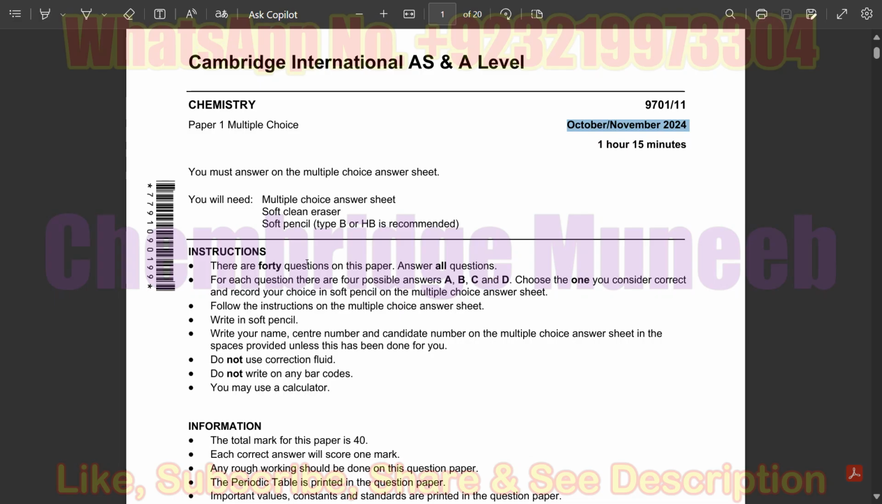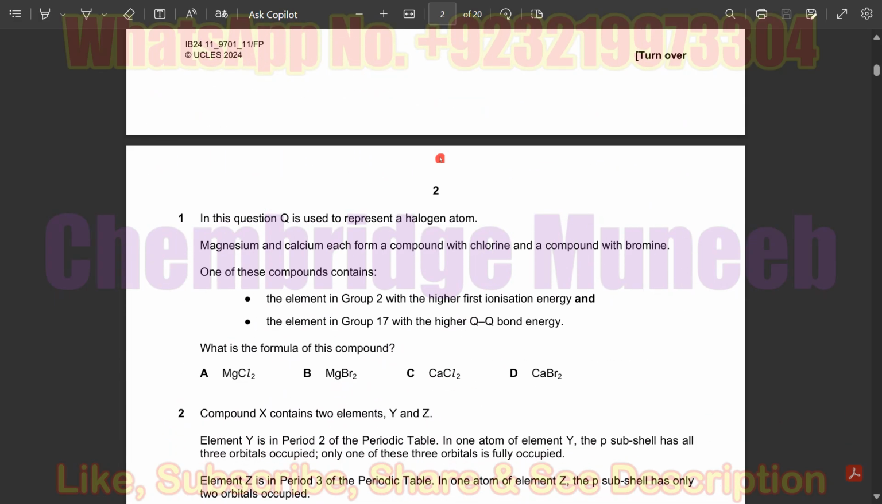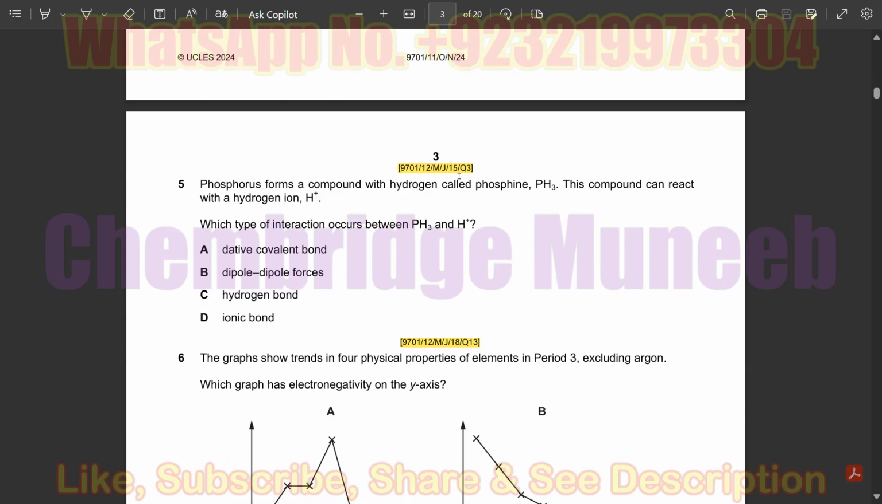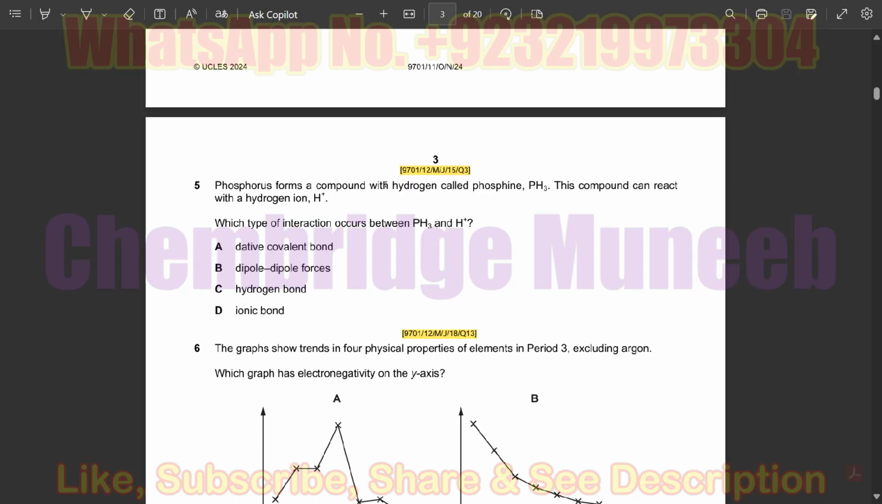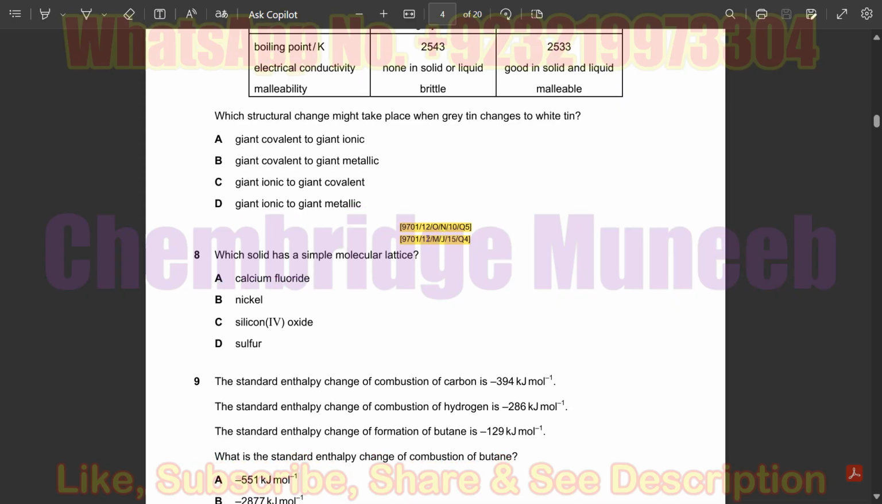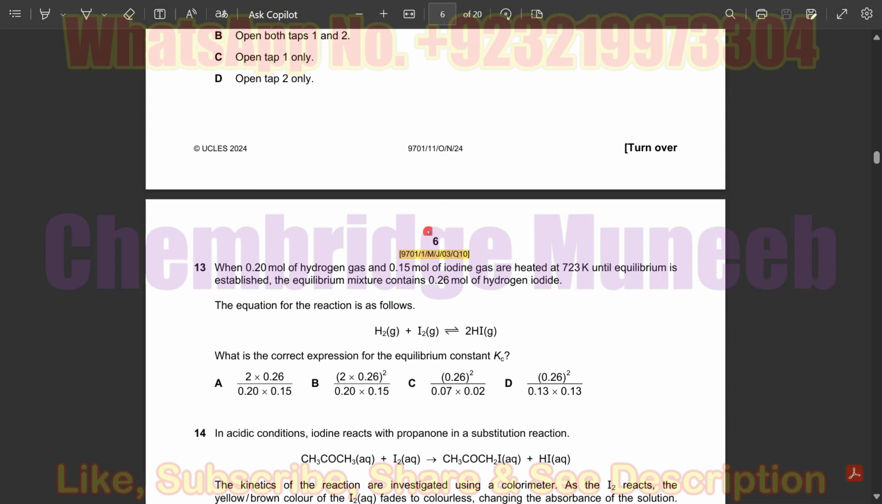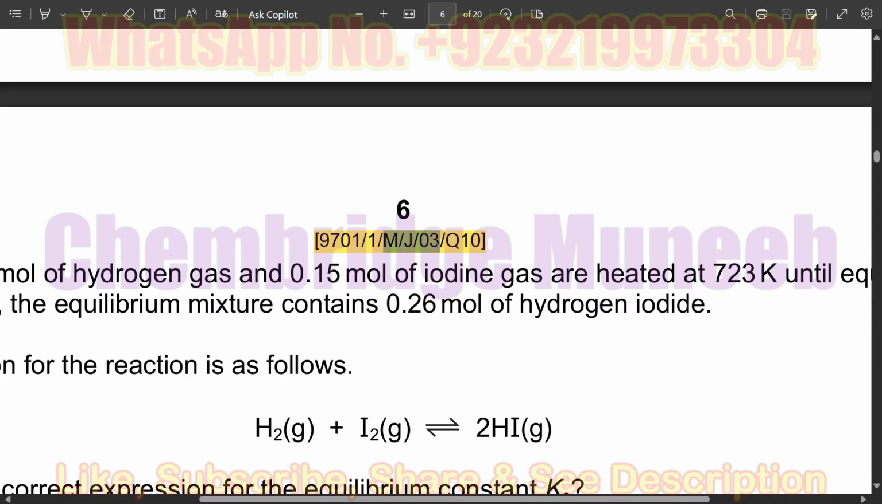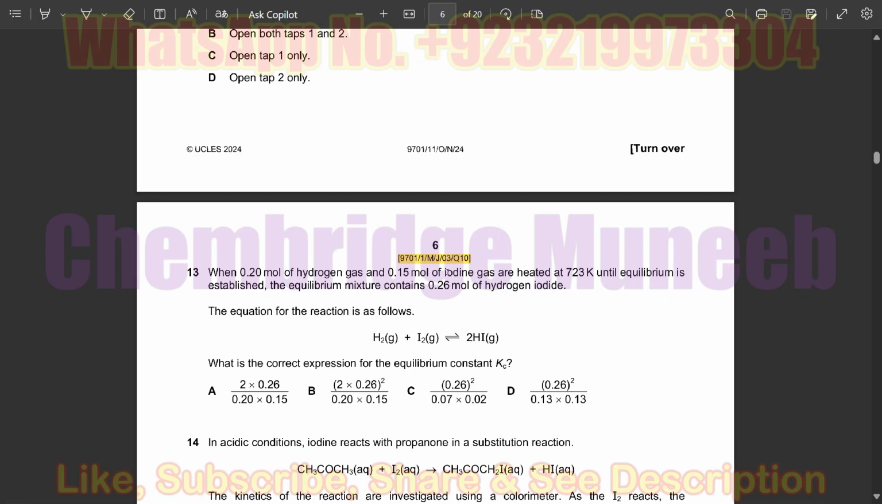For this paper I just checked that there are almost 13 questions which are repeated from the past papers. So first of all, I will go through those questions which are basically taken from the past years. Question number 5, 6, question number 8, and question number 8 is taken from two different years. Question number 12, 13. In fact, question number 13 is taken from May-June 2003. It is a very old paper.